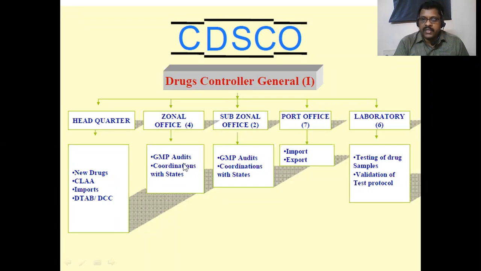We visit the premises, verify the manufacturing premises, good manufacturing practices will be verified, and certifications will be issued, and coordination with states. They will guide state governments, necessary advisory role will be done. And subzonal offices also provide GMP audits and coordinate with states. And port officers will be involved in verification of import and export. They collect samples, verify the standards, and accordingly they will allow import and export.